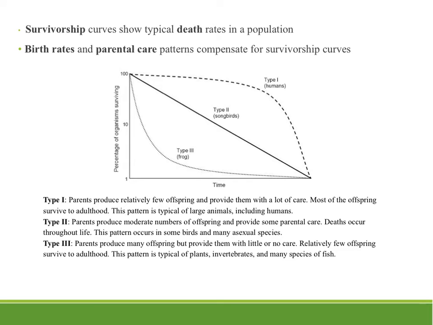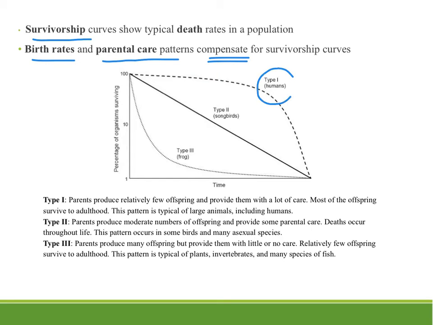Death rates are also affected by how many births typically survive. So survivorship curves are another way of showing how death rates typically occur in a population. And if you look at the survivorship curve for any particular organisms, you can see some relationships between the birth rates that are typical of that organism and the parental care that's provided for those young in that particular species. And those two things, birth rates and parental care patterns, tend to compensate for the survivorship curve so that the species is able to thrive.